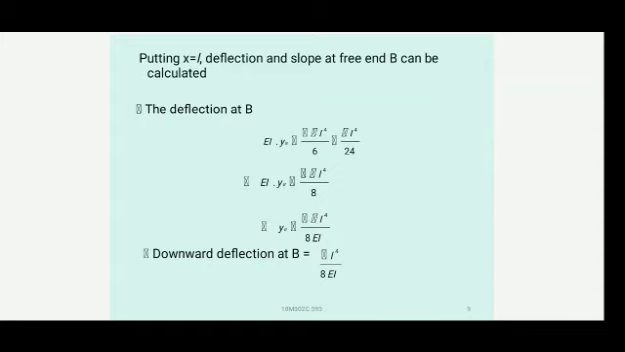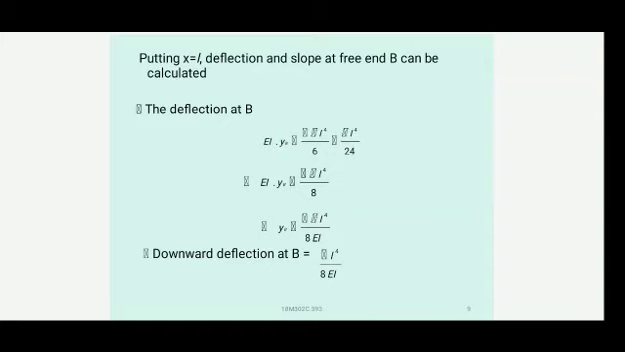Putting x is equal to L, deflection and slope at free end B can be calculated. The deflection at point B, EI into YB is equal to minus WL to the power of 4 by 6 plus WL to the power of 4 by 24. You can take the LCM, you get minus WL to the power of 4 by 8. So YB is equal to minus WL to the power of 4 by 8 EI.